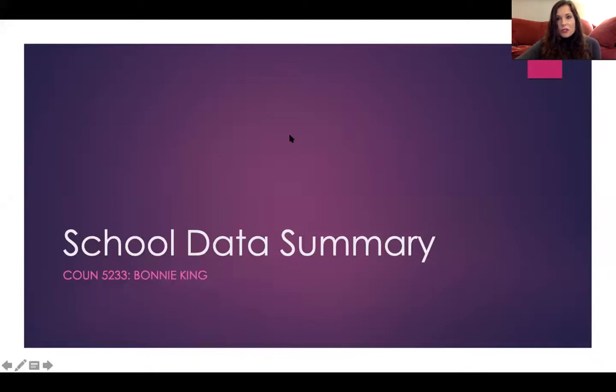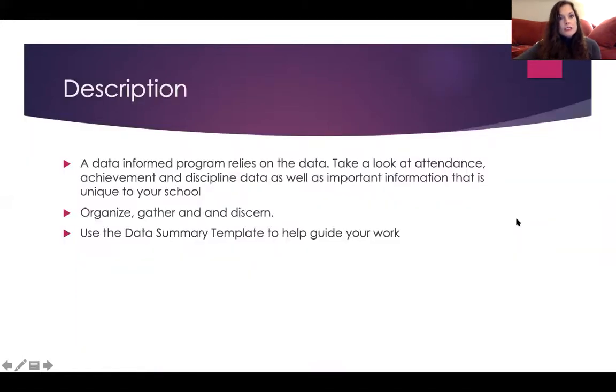Okay, so the school data summary is super, super important, and it's what you're going to do at the beginning of every school year to get a handle on your annual goals, to plan your guidance, to plan your calendar, basically to plan every aspect of your school counseling program, because we're building our programs based on the needs of our individual schools. So a data-informed program relies on the data. You're going to look at attendance, achievement, and discipline data, as well as important information that's unique to your school. You want to organize this information, gather it, and discern, and use the data summary template to help guide your work.